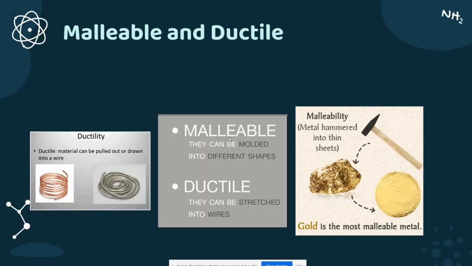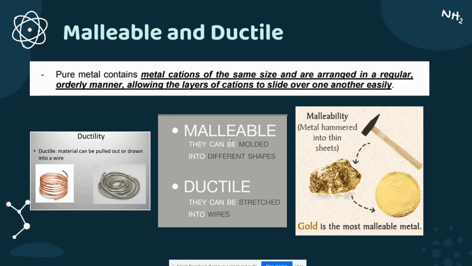The last property which we are going to discuss about metals is that they are malleable and ductile. Malleable means that they can be molded into different shapes. Ductile means that they can be stretched into wires. So pure metal contains metal cations of the same size and arranged in a regularly ordered manner, allowing the layers of cations to slide over each other easily.